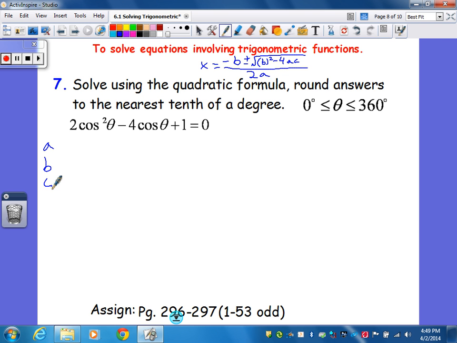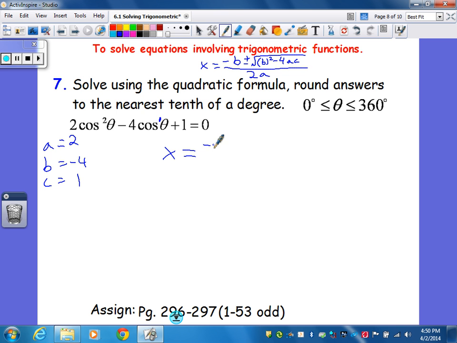So we're going to find a, b, and c. Well, first off, is this in standard form? Yes, it is, because the largest degree is on the left, the degree of this is 1. The next degree would be 0, but that's just 1. So a is 2, b is negative 4, c is 1. Okay, so all we need to do now is plug it in, plug and chug.